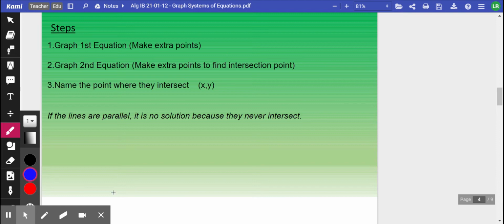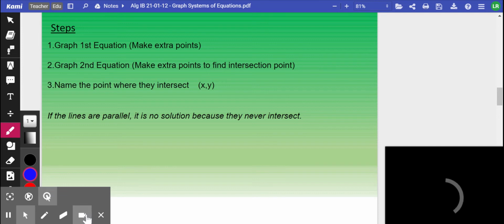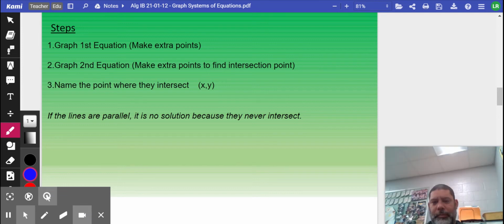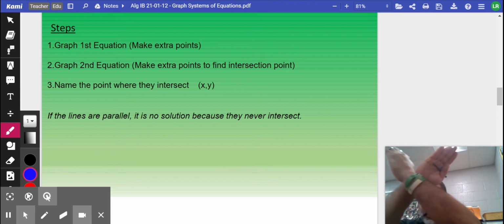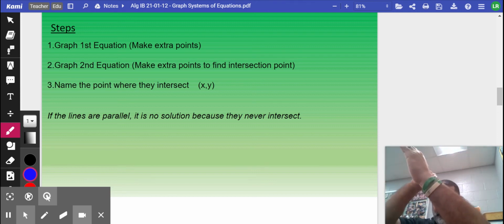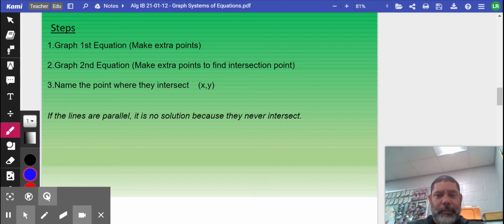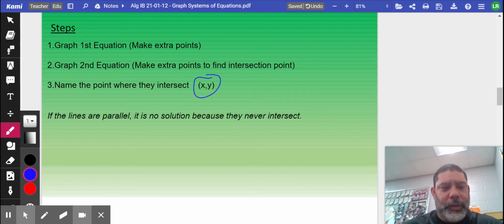Now, these two lines, you can see here, are going to cross somewhere on our graph. And that point that they're crossing, that's the answer. Now, we will name that answer as a data point, x comma y.